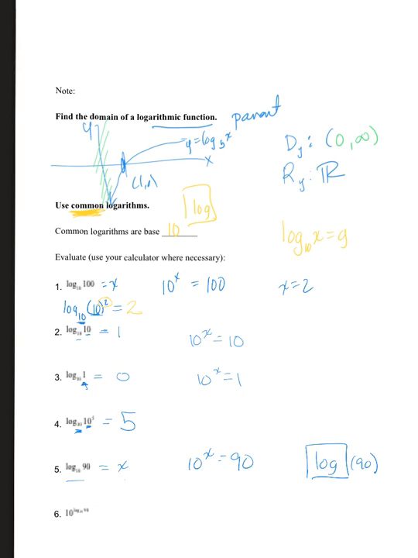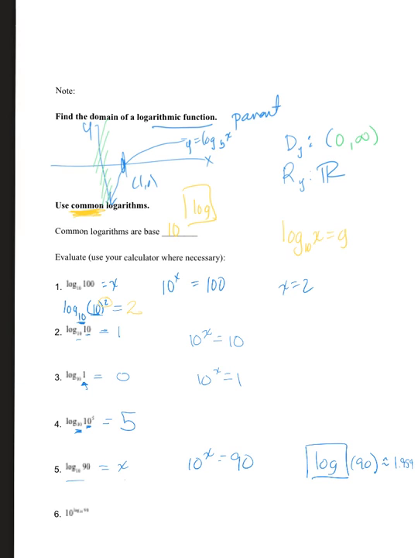Take your calculator, hit the little log button, enter the argument of 90. So the log button is all the way to the left column between x squared and a button called ln, kind of to the left of the 7 button on the calculator. So what would that equal approximately? Approximately 1.954. You should be able to get that.